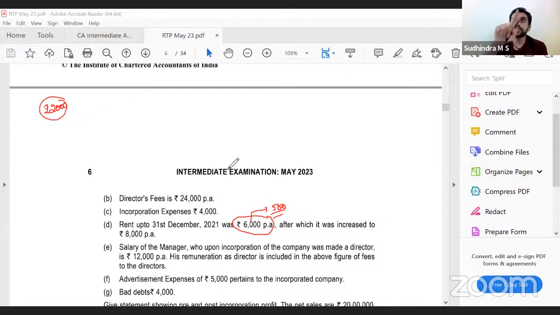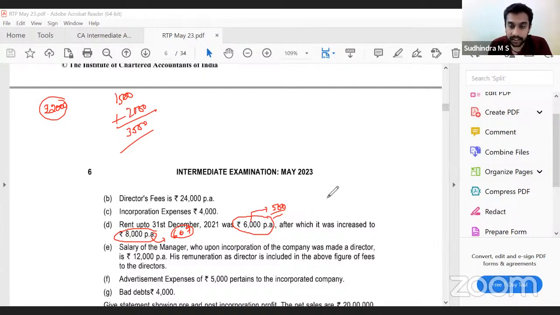So the balance should be post-incorporation. October, November, December, 3 months, 1,500. Plus the next 3 months, it was 8,000 per annum. That means per month is 666.67, about 667, into 3, 2,000. 1,500 plus 2,000, 3,500. So it's 2,000 and 3,500.